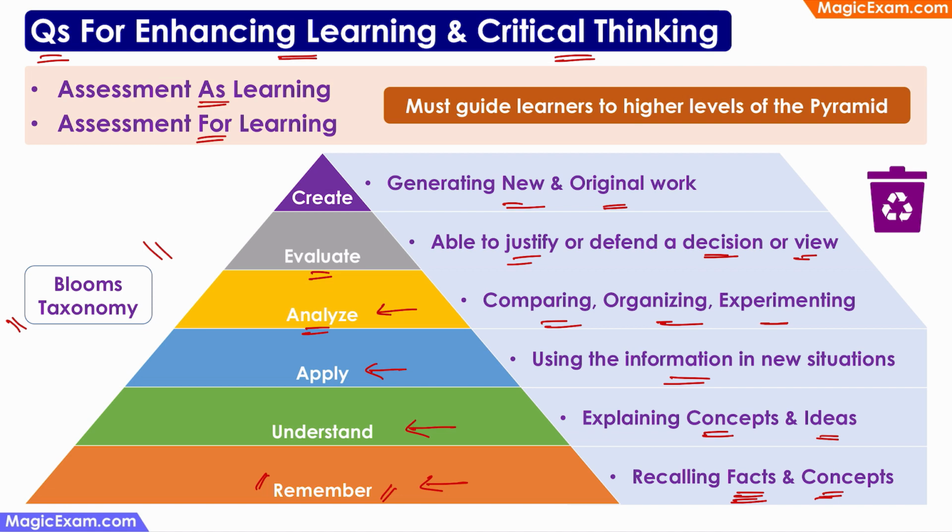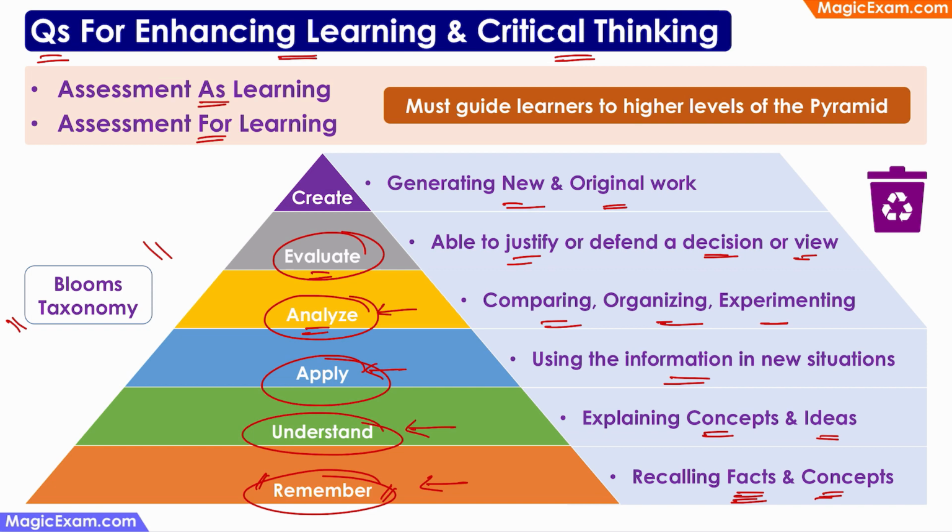So this way, the first step is to remember, the next step is to understand, the third step is to apply what you have remembered and understood, and then you reach a stage where you can analyze different problems and use the right approach. Then you can evaluate, that is, you are able to justify or defend your decision and your position, and then you reach the final stage where you are able to create your own formulas or your own viewpoints. So this is Bloom's taxonomy.